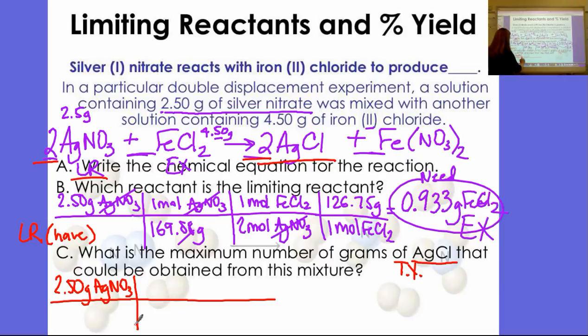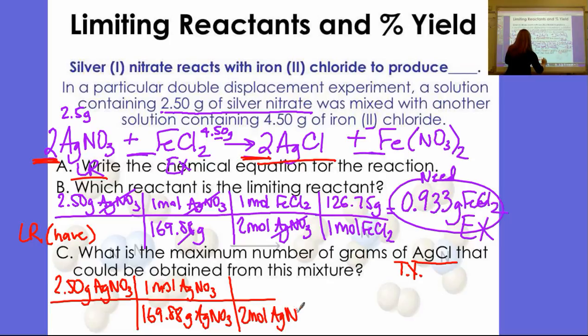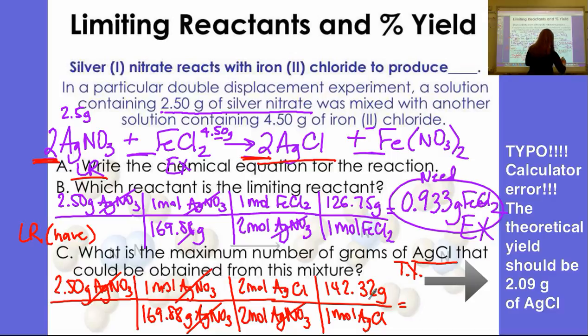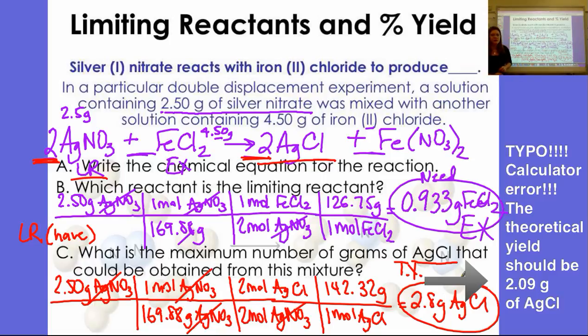Again, grams to grams, 3 steps. I need the molar mass, 169.88 grams of silver nitrate is in 1 mole of silver nitrate. Mole ratio, we said 2-to-2. 2 mole AgNO3 equals 2 moles of AgCl, but I didn't want to get to moles. I need to get to grams. So my final step, 1 mole of AgCl, looking on the periodic table for the mass, is 142.32 grams of AgCl. Punch that in your calculator. You should get 2.8 grams of AgCl. That's my theoretical yield based on the limiting reactant of 2.5 grams of silver nitrate.